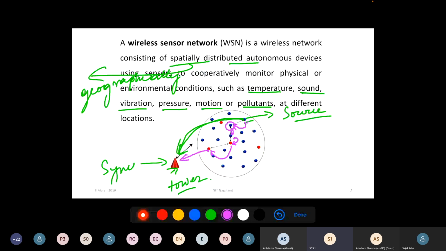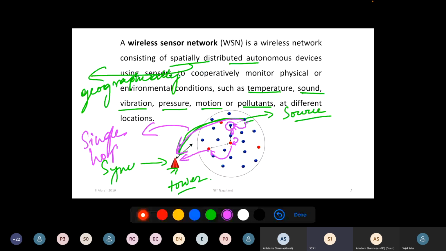Got my point? So if I instead send the data directly, that is called single hop transmission. Instead of this, they are sending the data by multi-hop transmission. So what is the advantage of multi-hop transmission over single hop transmission? My battery dissipation, power dissipation, will be much less in case of multi-hop transmission rather than single hop transmission.